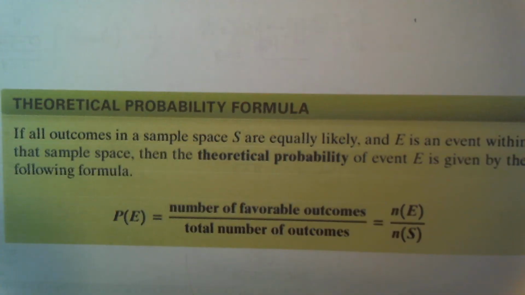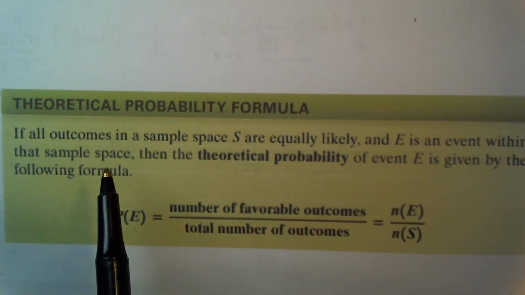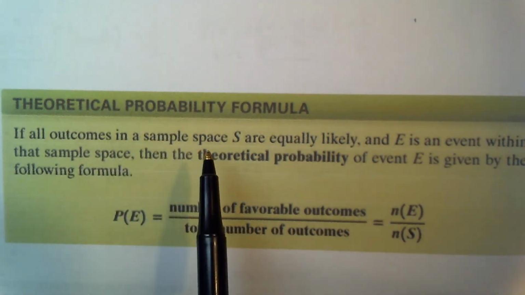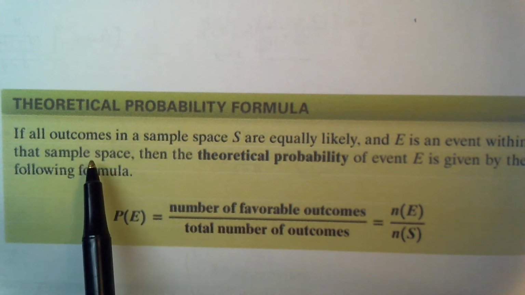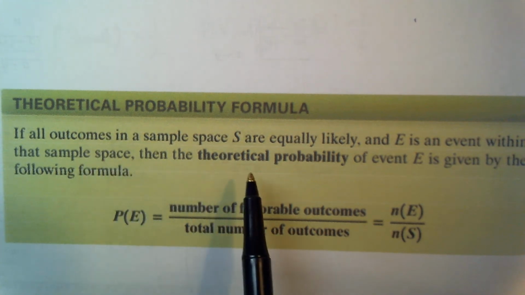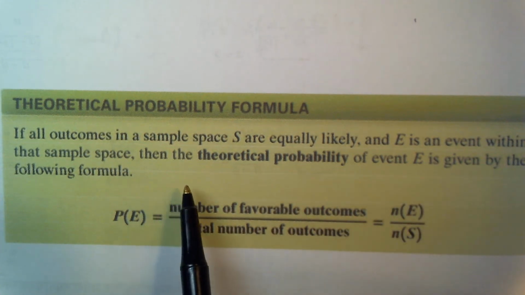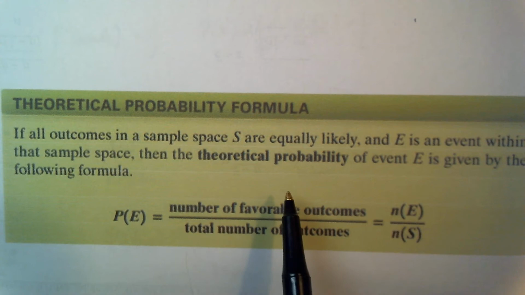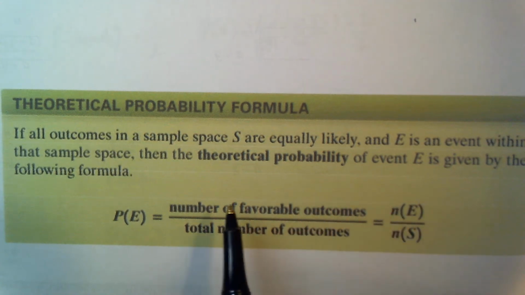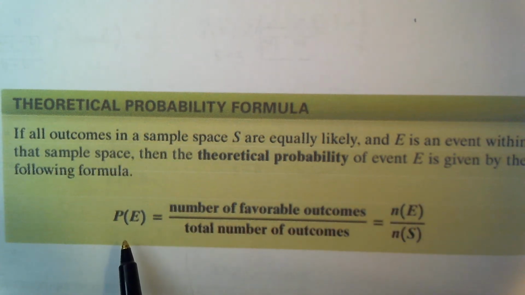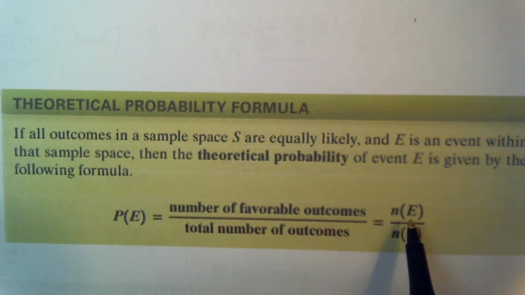So let's formalize what we've talked about so far. The first part would be the theoretical probability formula. If all outcomes in a sample space S are equally likely, and E is an event within that sample space, then the theoretical probability of event E is given by this formula. The probability of E is the number of favorable outcomes divided by the total number of outcomes. In other words, n of E divided by n of the sample space.